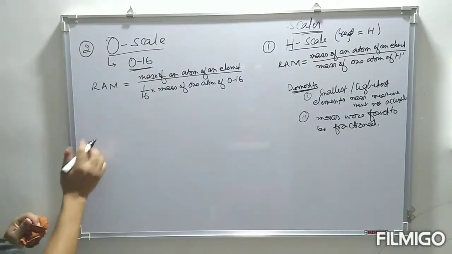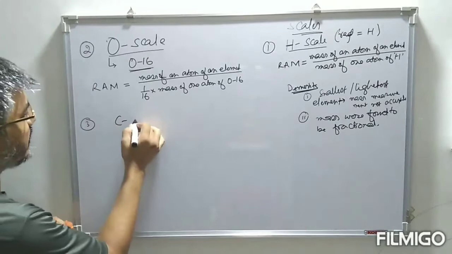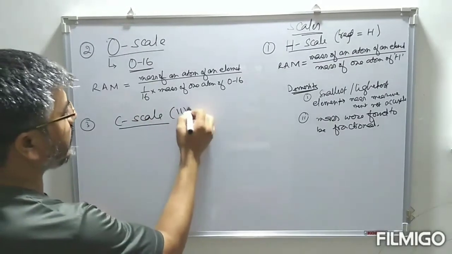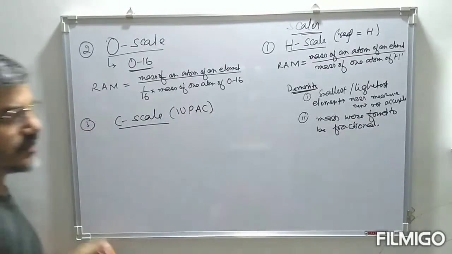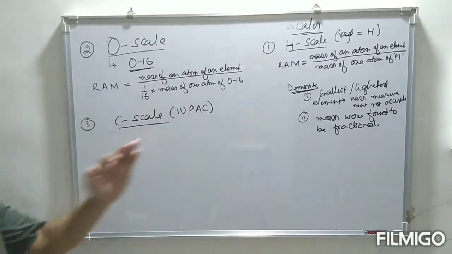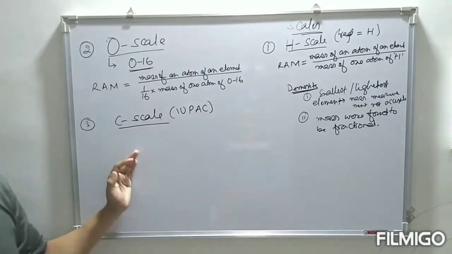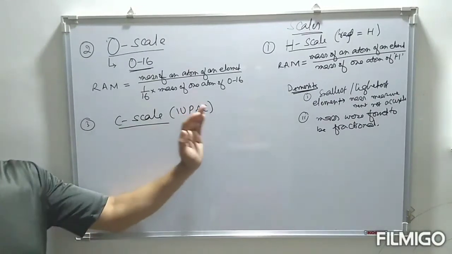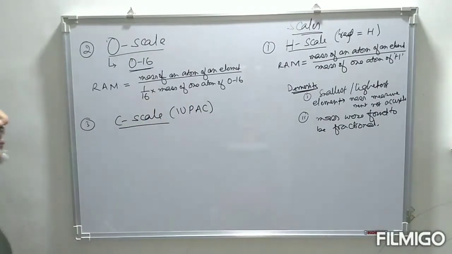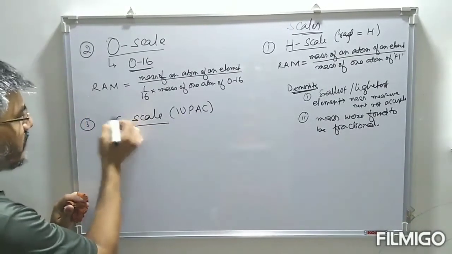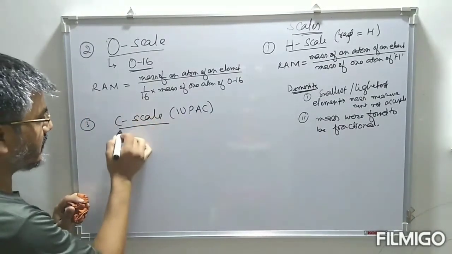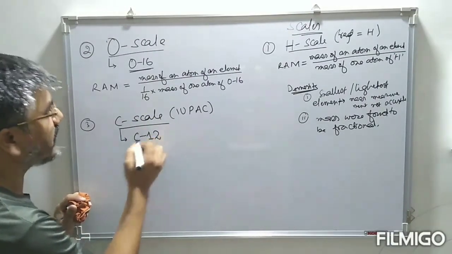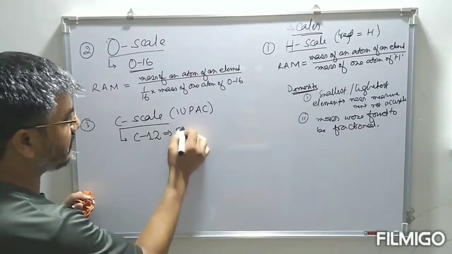And the third scale is the carbon scale. Now, this is the latest IUPAC recommended scale that we use in chemistry. So whenever we talk of atomic mass, that is the carbon scale, the latest IUPAC recommended mass. In this carbon scale, the most stable isotope of carbon, that is carbon with isotopic mass 12, is taken as the standard reference.